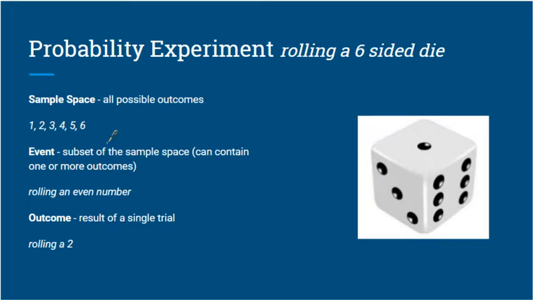The sample space is all of the possible outcomes. So the things that can happen when I roll this die. I can get a 1, a 2, a 3, a 4, a 5, or a 6. That is my sample space. Okay? An event would be just a subset of that sample space. So if I want to find the probability of an event, I want to know the probability of rolling an even number, the probability of rolling a 4. Okay, that is an event. And then the outcome is what actually happens. So I rolled it and I got a 2. That was my outcome.